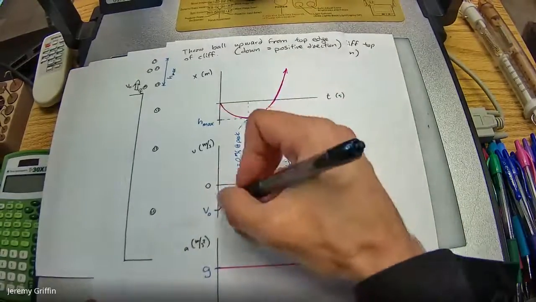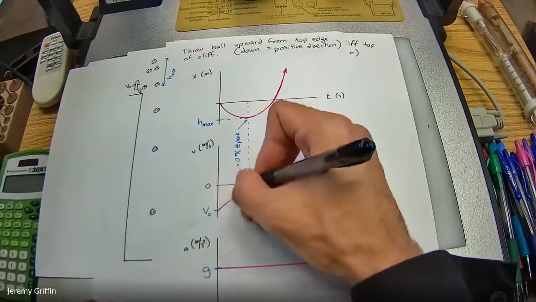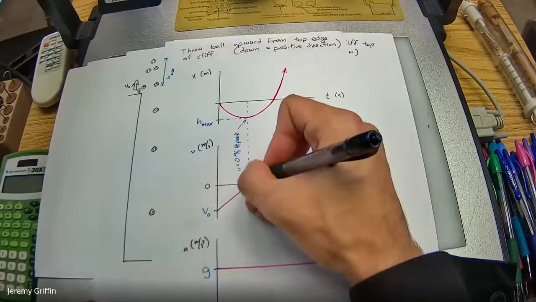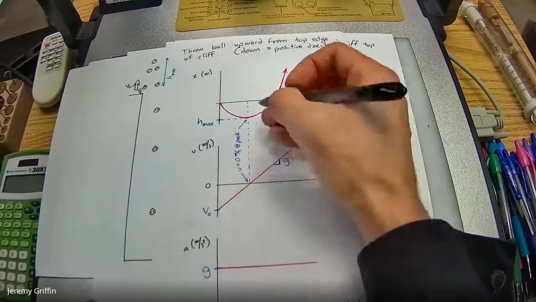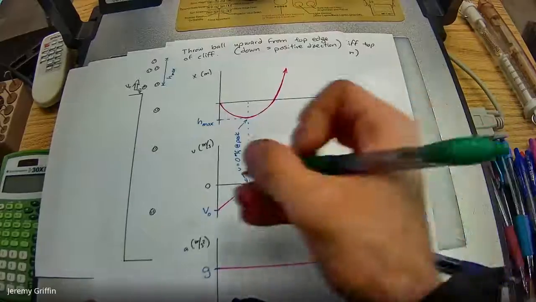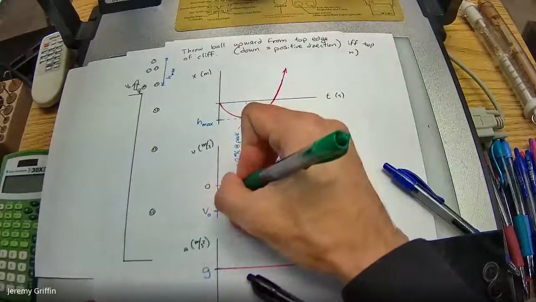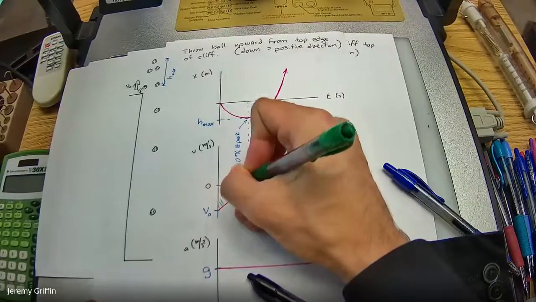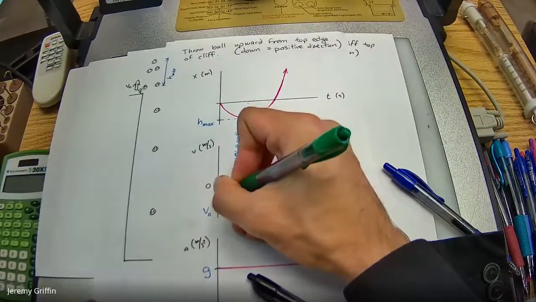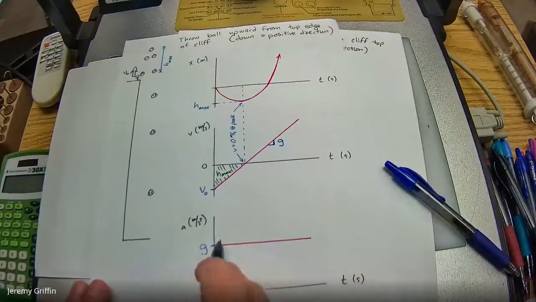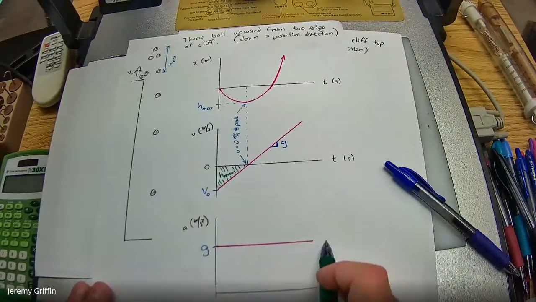In fact, you guys see a triangle right here? What does the area of this triangle represent? The maximum height. Right? Let me put that in my notes. This is H max. That's the area of this triangle. So we're trying to hash this in. And then, free fall, still just the rate of gravity, right?